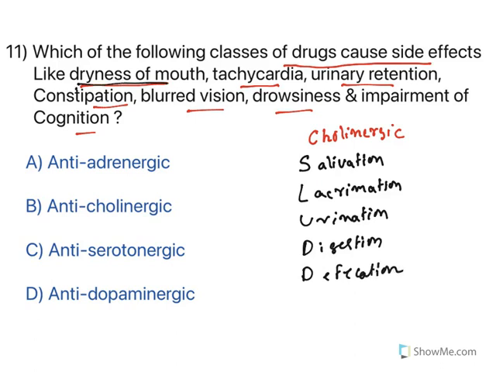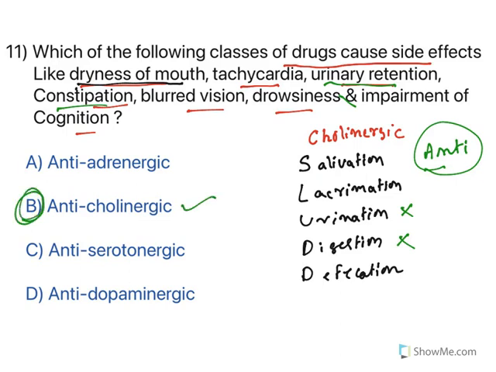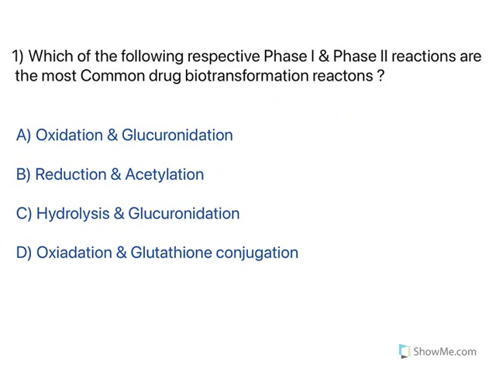So look at this, dryness of mouth. Why? Because salivation is not there. So this is anticholinergic action. Urinary retention. Why? Urination is not there. Constipation, digestion is not there. So all of them are responses of anticholinergic agents. So option B is correct. Moving to the next one.